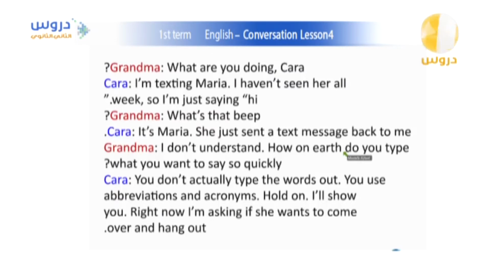It's like, how on earth? This is impossible. This is outside the earth. This is crazy. This cannot happen on earth. This is what you mean. So as Ryan said, this is impossible. How do you type what you want to say so quickly? So this is the first expression. And we talked about abbreviations and acronyms.